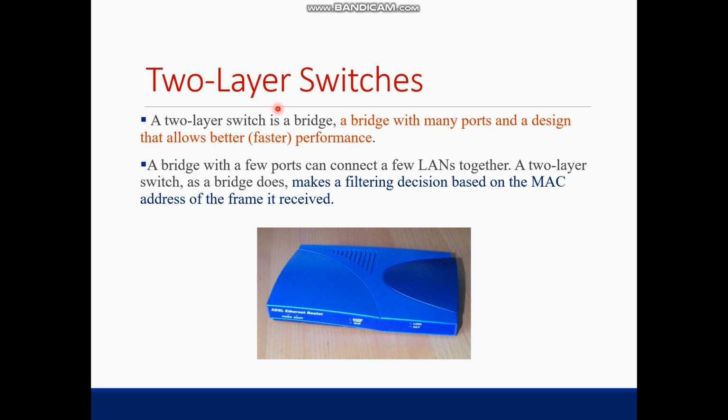So we can say two-layer switches, which is shown there, are considered as a bridge, but they are going to have more layers, because bridges with few ports can connect only a few lines together, while a two-layer switch, which is this one, is going to work the same as the bridge, but it has more ports, and it makes the filtering decision based on the MAC address, and it's going to assign each MAC address to a specific port. But the difference is that this switch has more ports than the bridge.